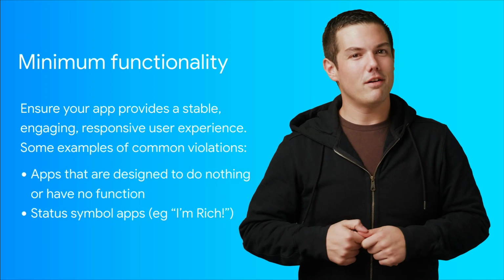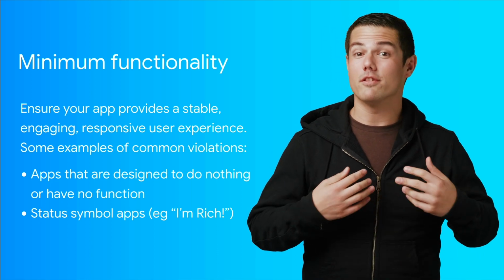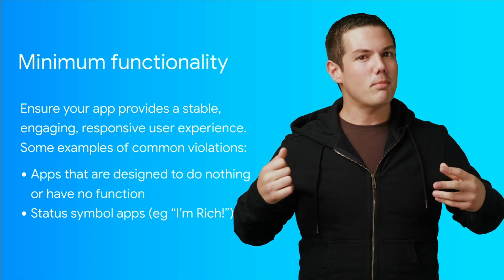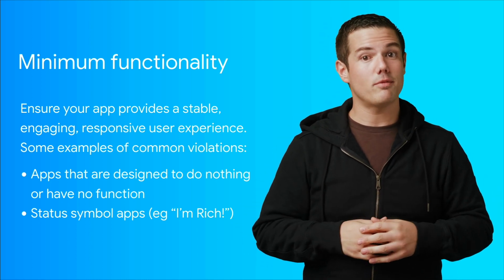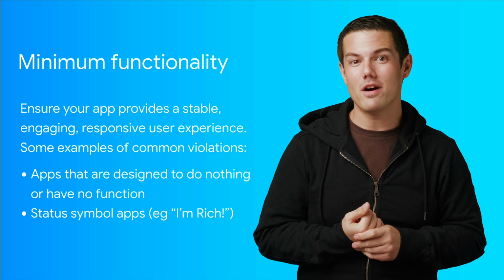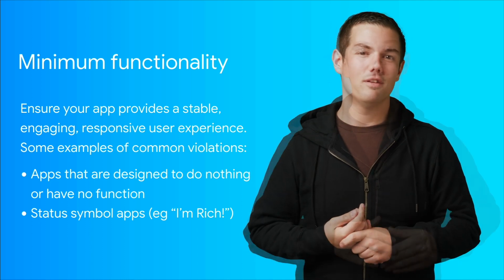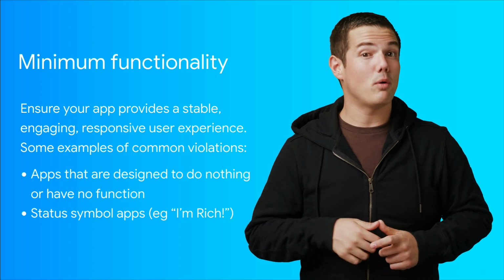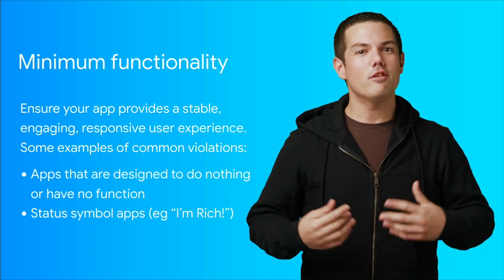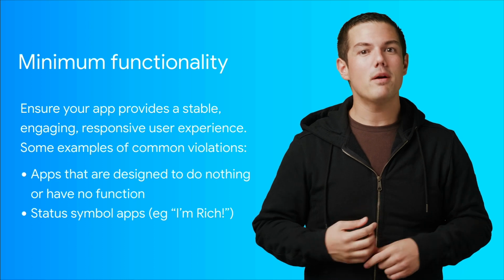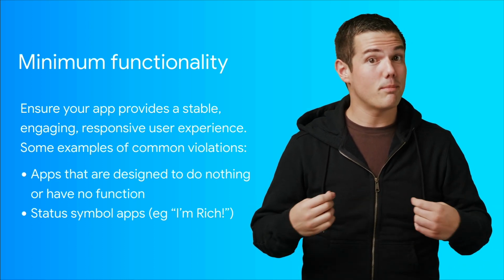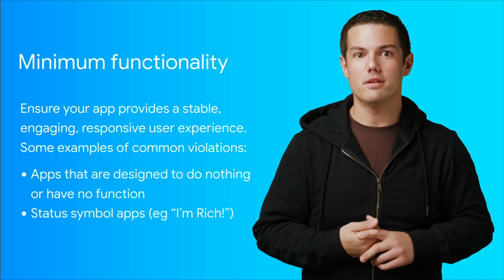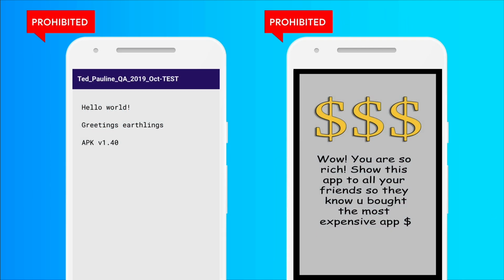The minimum functionality policy ensures your app provides a stable, engaging, and responsive user experience. Examples of common violations include apps that are designed to do nothing or have no function, and status symbol apps. Check out our Android developer guidelines and best practices related to app quality and compatibility. This will help you properly configure your app to restrict its availability to incompatible devices and platform versions, as this could result in suspension.